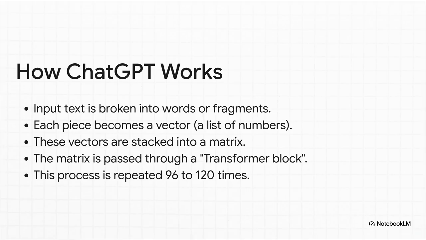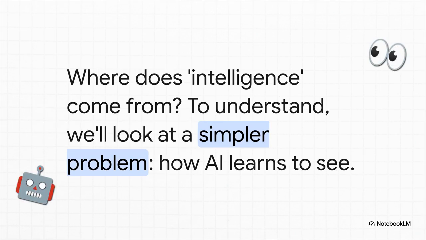Then all those vectors get stacked up into a big grid of numbers called a matrix. And this matrix is what gets passed through what's called a transformer block. And then it just does it again, and again, and again. For a model like GPT 3.5, this happens 96 times, and for GPT-4, even more. Okay, so wait a minute. All this number crunching, it sounds pretty mechanical, doesn't it? It doesn't really sound like thinking. So where does the actual intelligence come from?